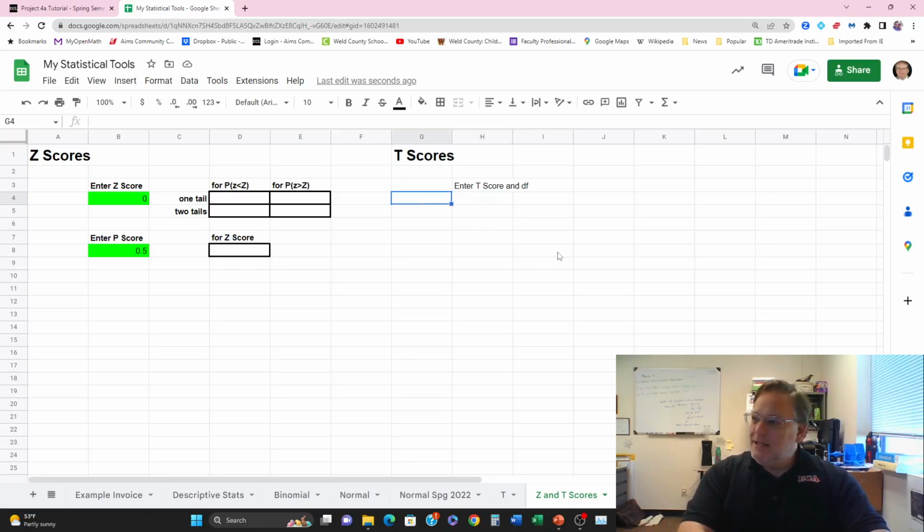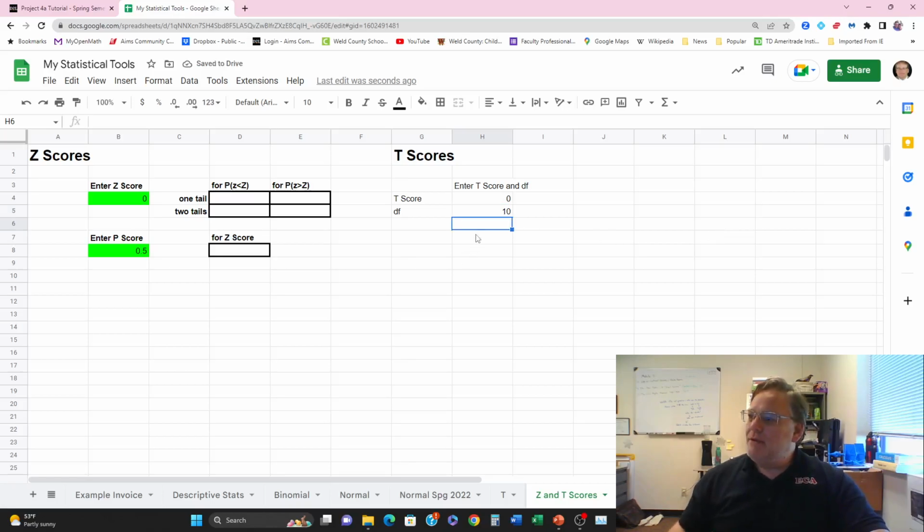So we've got on the left-hand side here, this is going to be t-score and DF for degrees of freedom here. And let's just put in some example values here. I can put in 0 for the t-score and maybe 10 for the degrees of freedom here.